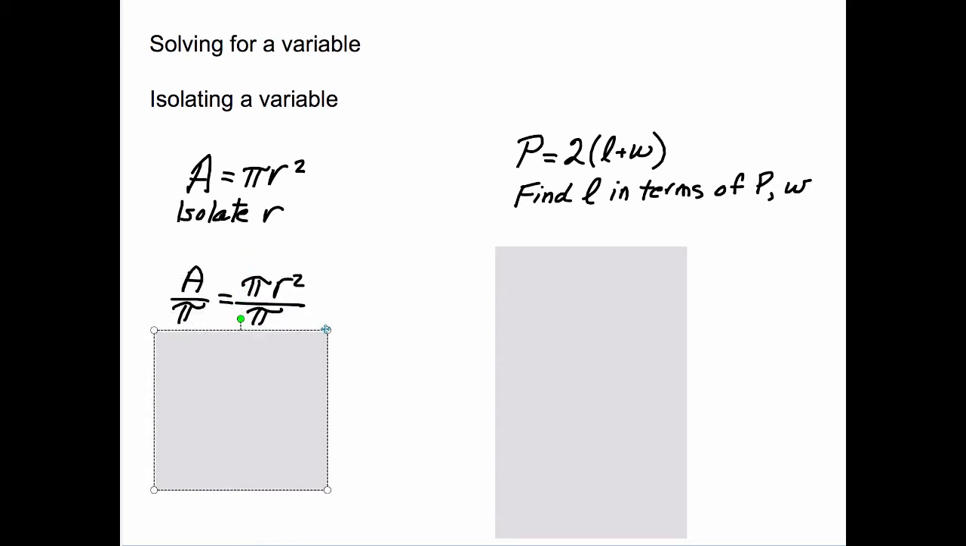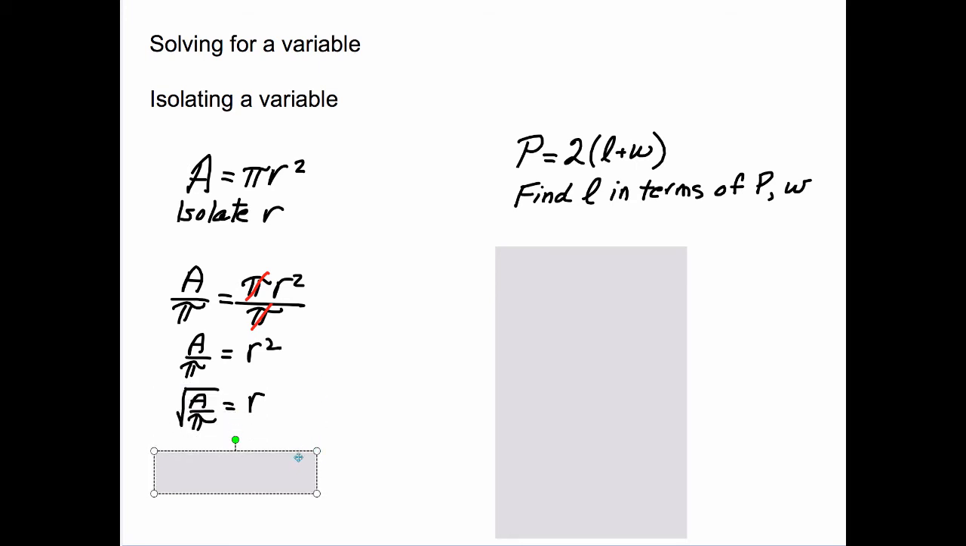Now the first step will be to divide each side of the equation by pi. When we do that, on the right-hand side, we can divide pi by pi, getting 1, and that will give us A over pi equals r squared. Now in order to undo the r squared, the inverse operation would be finding the square root. So that's what we'll do. We'll take the square root of each side. The equation is now the square root of A over pi equals r.